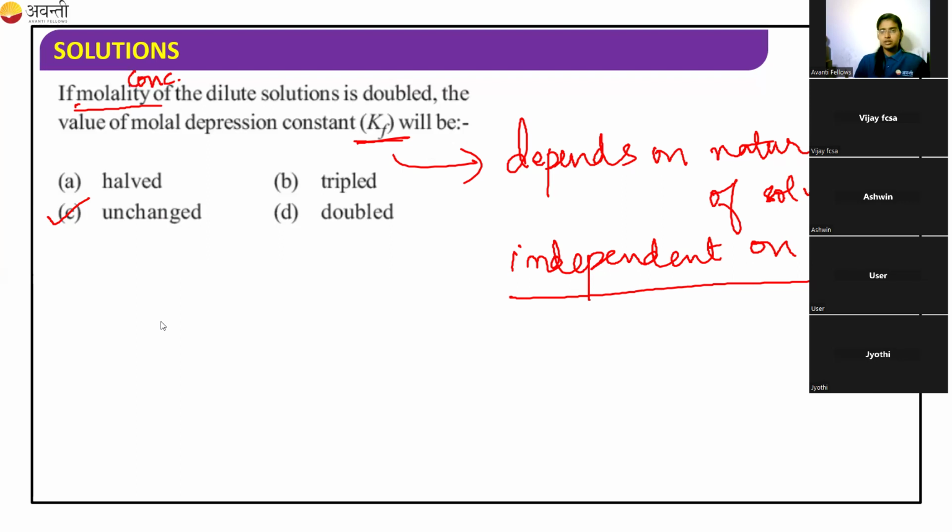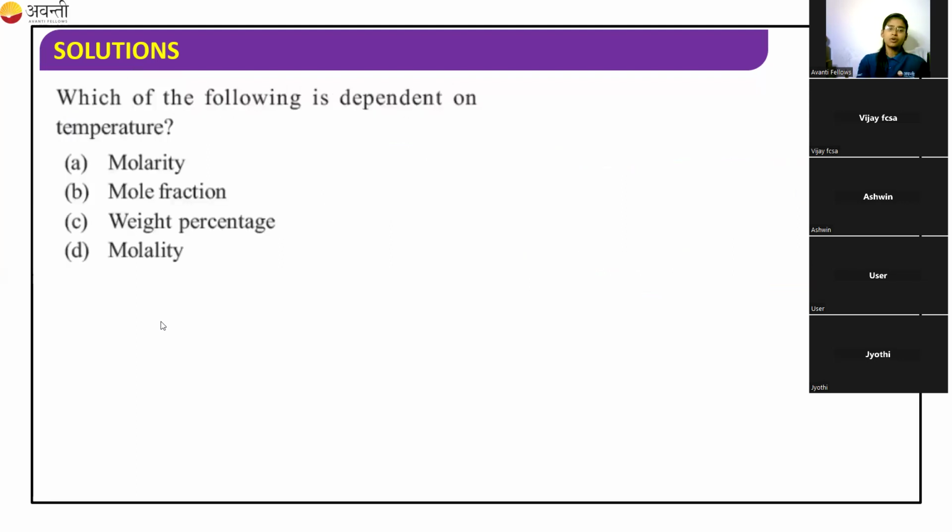Yes or no? Good. So moving on to the next question. Which of the following is dependent on temperature? Can you give me the answer?